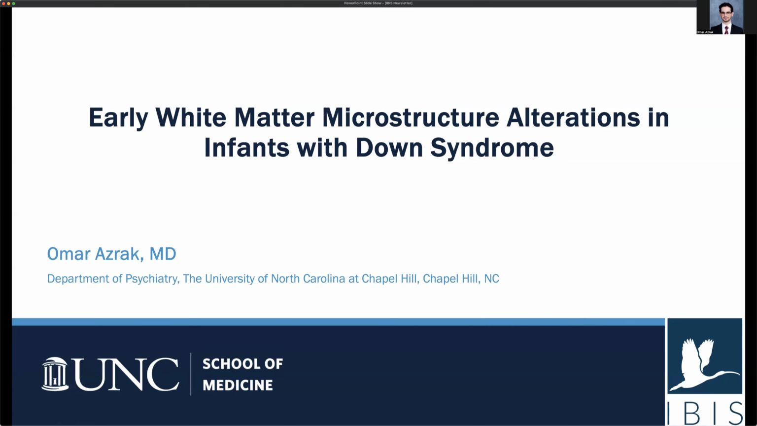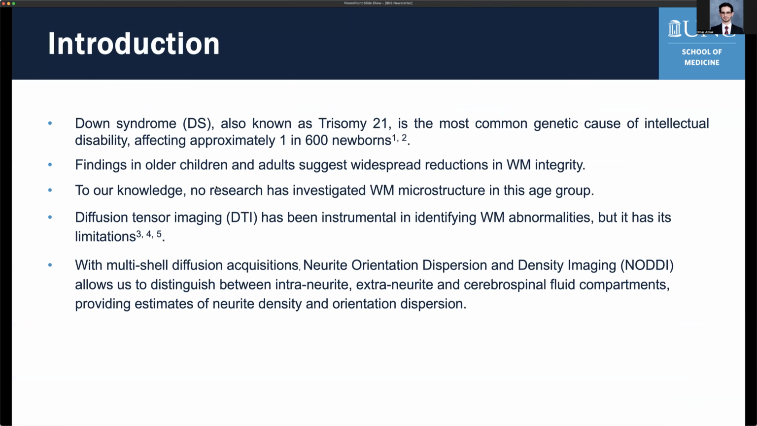Today, I'm going to present you our latest research project titled Early White Matter Microstructure Alterations in Infants with Down Syndrome. This research project studies Down syndrome, which is also known as trisomy 21. It is the most common genetic cause of intellectual disability, affecting approximately 1 in 600 newborns.